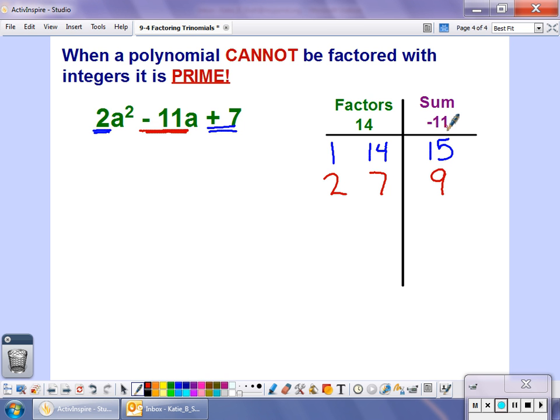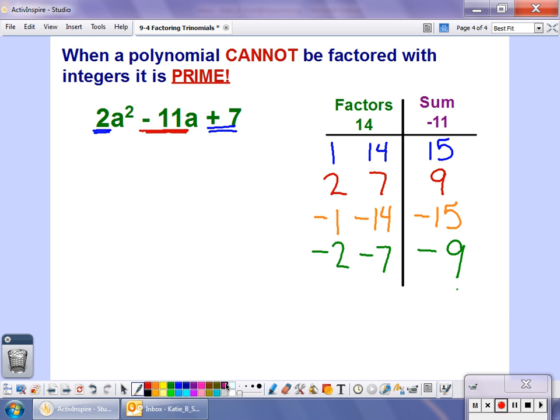If I look carefully, I see the sum there is negative, so that means I could also have maybe negative 1 and negative 14, because negative times negative gives me a positive, but that sum is actually negative 15. And then when I do my last pair that I can think of, negative 2 times negative 7, that gives me a sum of negative 9. So there is no way for me to find a pair of factors that multiply together to give me positive 14, but also add together to give me negative 11.